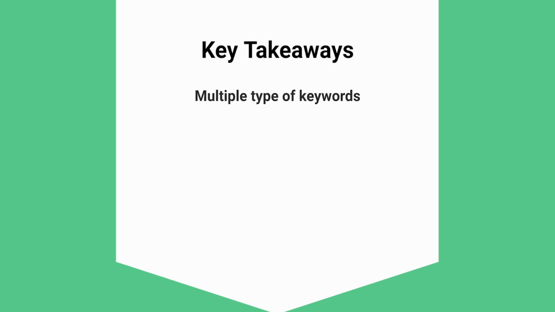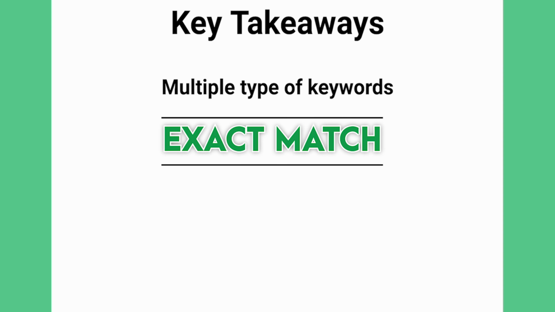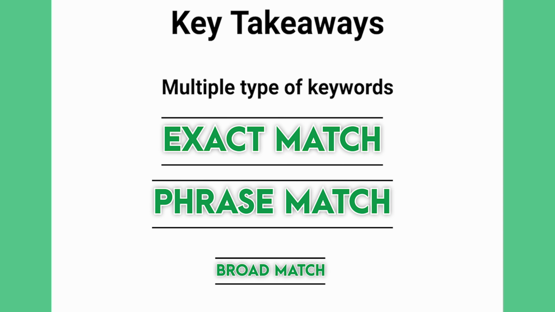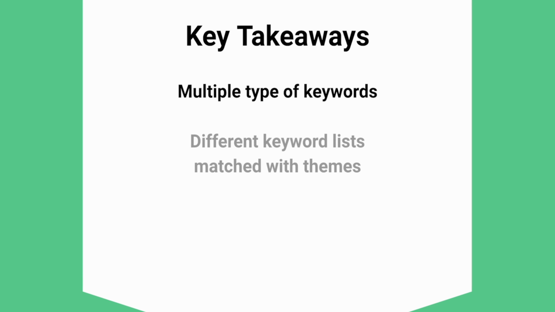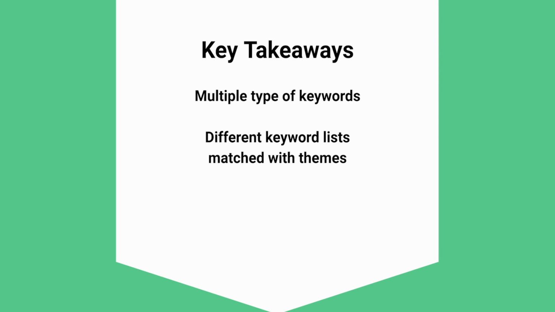You've learned the multiple types of keyword match types in Google Ads. There are three: the exact match type, the phrase match, and the broad match. Building out different keyword lists matched with themes can greatly improve your search, and building out negative ones can also improve your budget and volume. There are many best practices to optimize those keywords so your Google Ads campaign can do great in search.